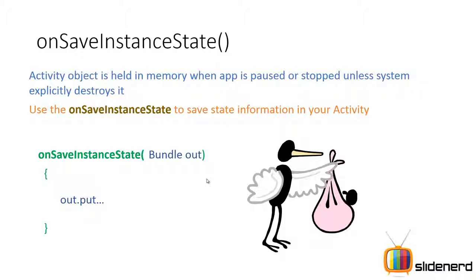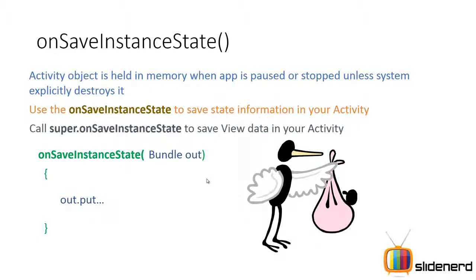You have methods like out.putInt, putString, putChar, put blah blah blah. We'll see in Eclipse how these methods are, but for now all you need to remember is out.put something. Those are the methods which you have for saving information inside your onSaveInstanceState method. So this is one part of the discussion.